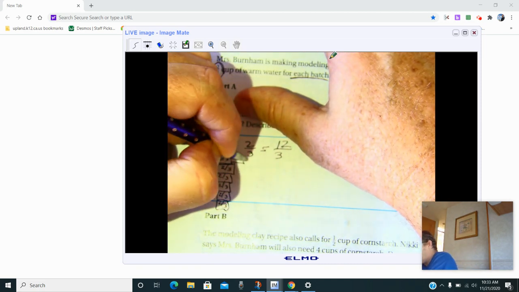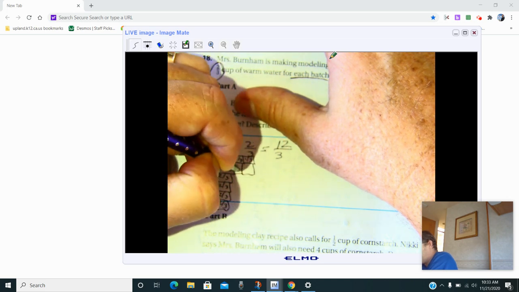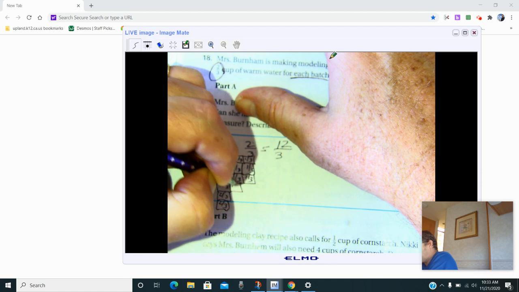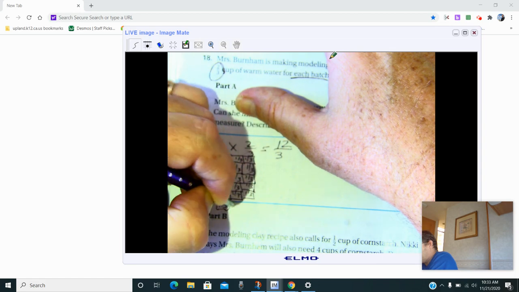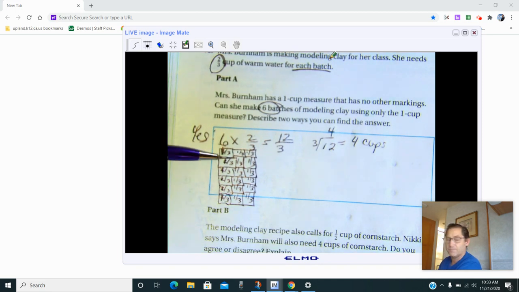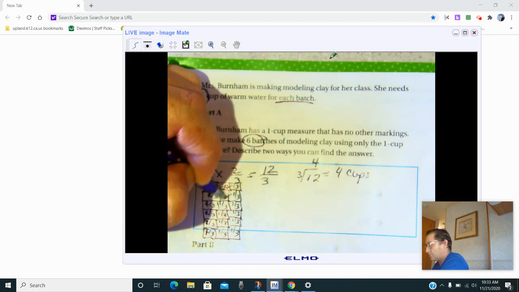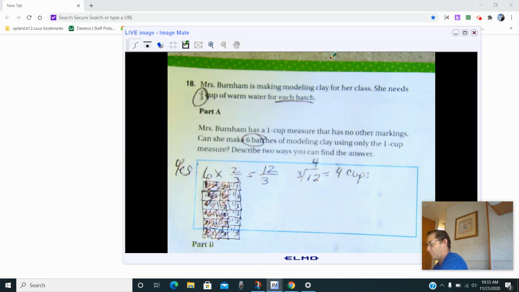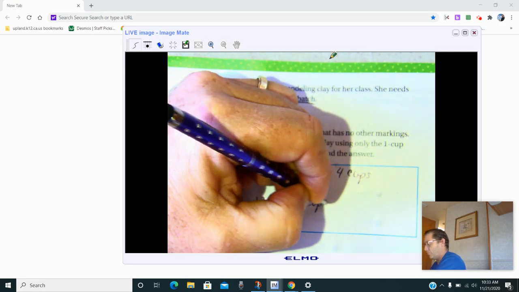I actually want to make 1/3 boxes. Okay, so what did I do? I'm representing the 6 batches, and now I'm going to shade 2/3 of cup water. So 2, 4, 10, 12 thirds, which equals 4 cups.